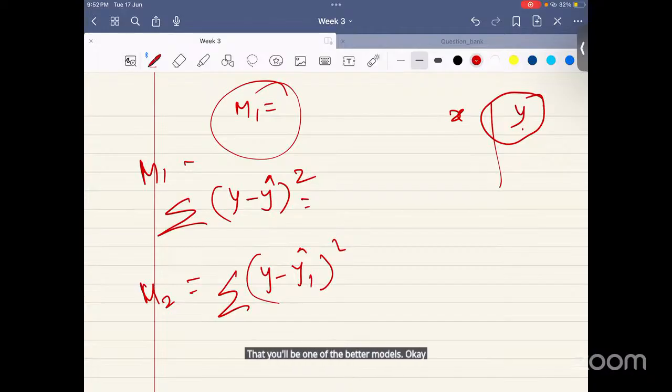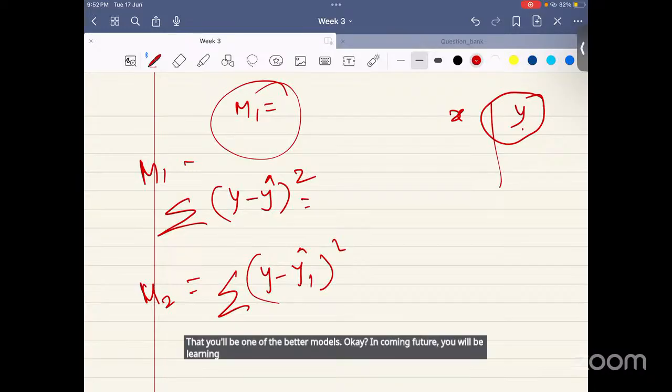Okay. In the coming future, you will be learning a lot of metrics. Somebody can come and ask why we can't calculate the root: you calculated the square error, did the summation, and take the root also. That is also one of the metrics, but you don't have to read it now. It's there, but you will be reading it in some coming topics or subjects. You don't have to learn it now. That is what I'm trying to say. This is one of the metrics that has just been taught to you.